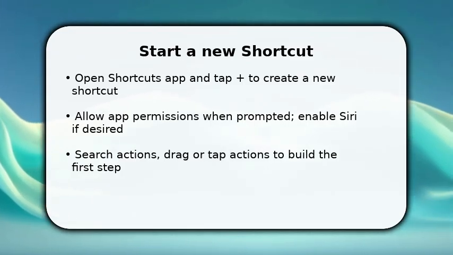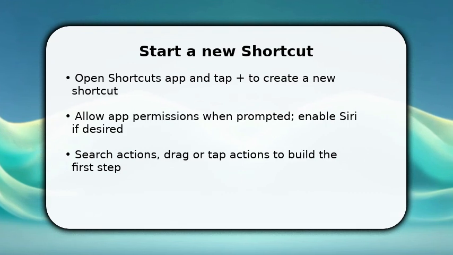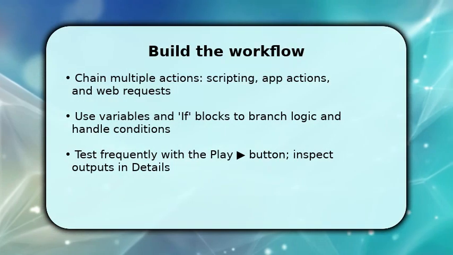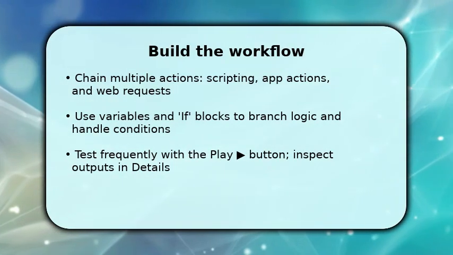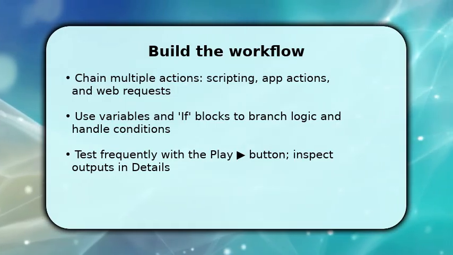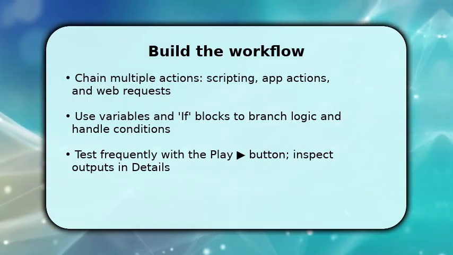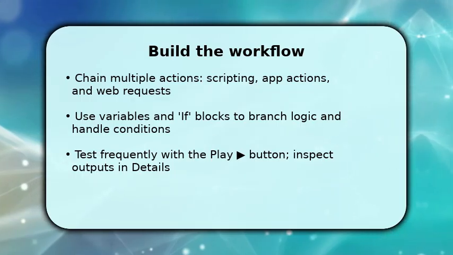Now you expand the shortcut by chaining actions. Add scripting actions like if, repeat, or set variable to control flow. Use variables to pass data between steps so one action can use the previous result. This is why outputs matter.